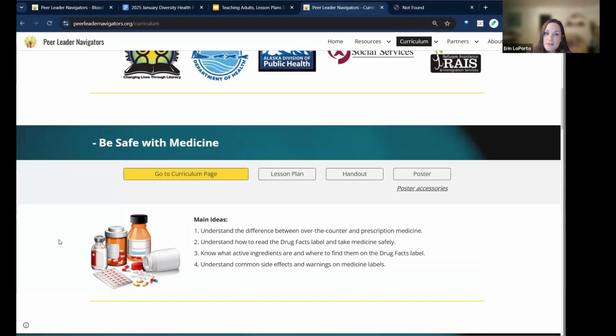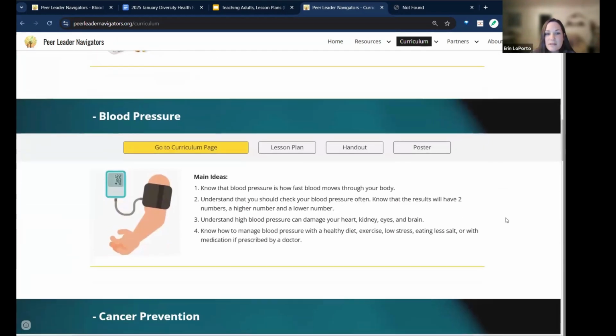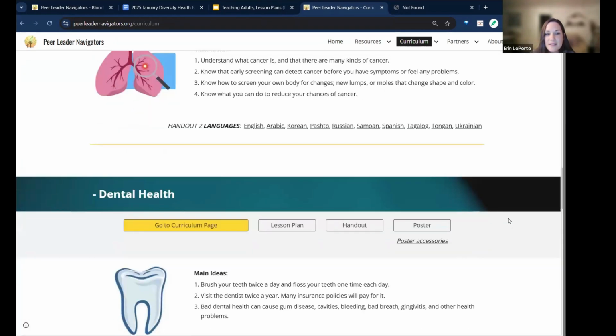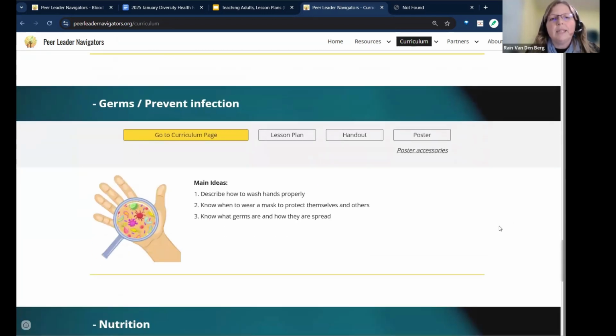So if you're a community health worker working with immigrant clients, you can come through here and kind of browse and say, okay, this person has questions about medicine. I can look at these main ideas and see, is this going to cover what I want to share with this person? We can scroll all the way down and see these different topics. And the main ideas are really what is covered in the first lesson, mostly.